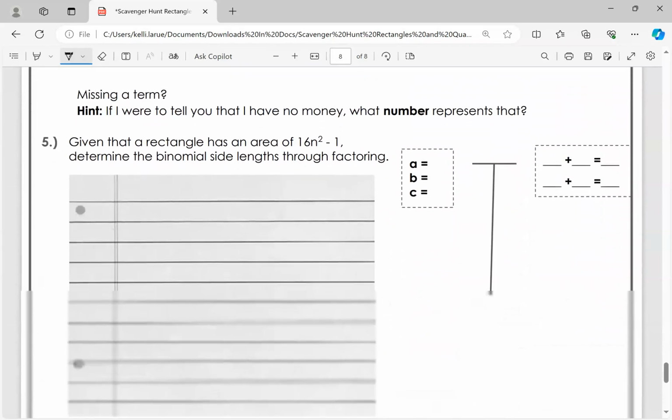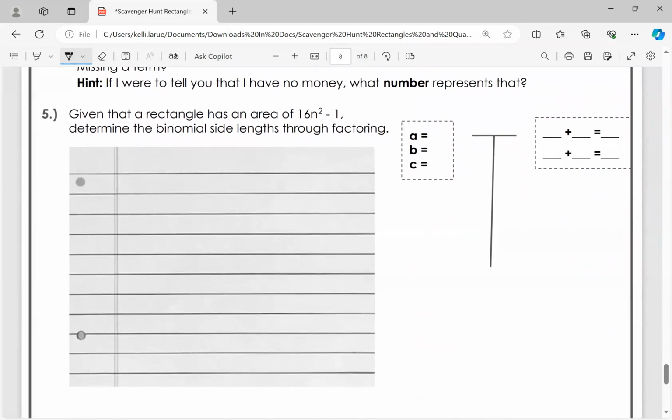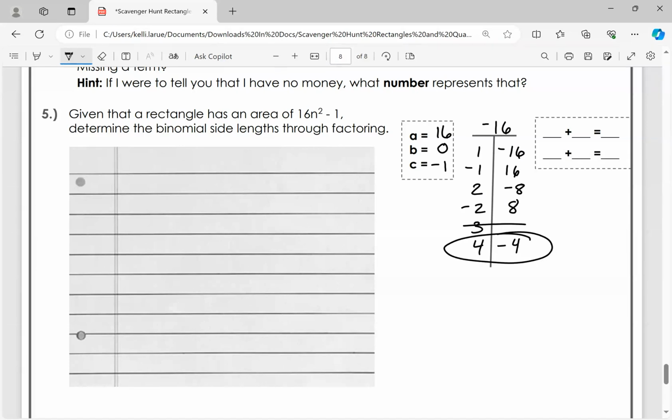Okay, so let's look at number 5. Number 5 here, we have 16n squared minus 1. Here our a value is 16, our c value is negative 1, and we don't have a b term, so our b value is 0. We want to find factors of a times c that add to b. Okay, so those factors are 4 and negative 4. We know that 4 plus negative 4 equals 0. So likewise, we know that 4n plus negative 4n equals 0n. We're going to use this fact to rewrite our b term.